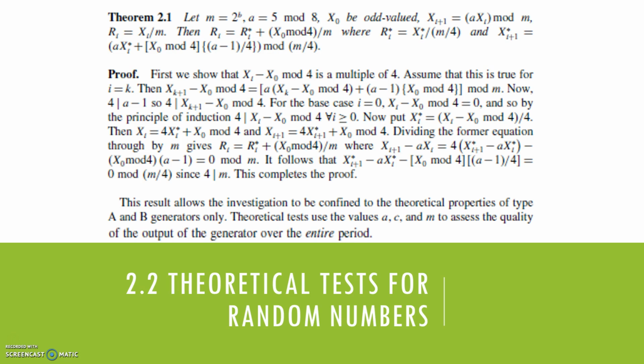And I won't read all of this just because it's a lot of math terms and it's kind of difficult to go through verbally. But as you can see, this just proves that the results allow the investigation to be confined to the theoretical properties of type A and B generators only. And this theoretical test uses the values of A, C, and M to assess the quality of the output of the generator over the entire period. So if you want, you can pause and read through this proof, but that's kind of what we just wanted to show out of that.